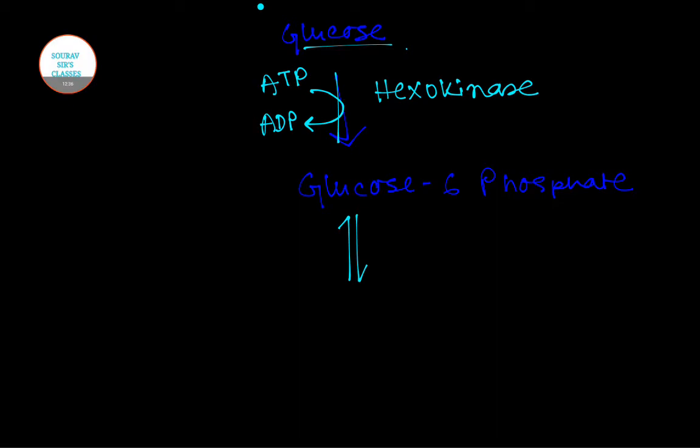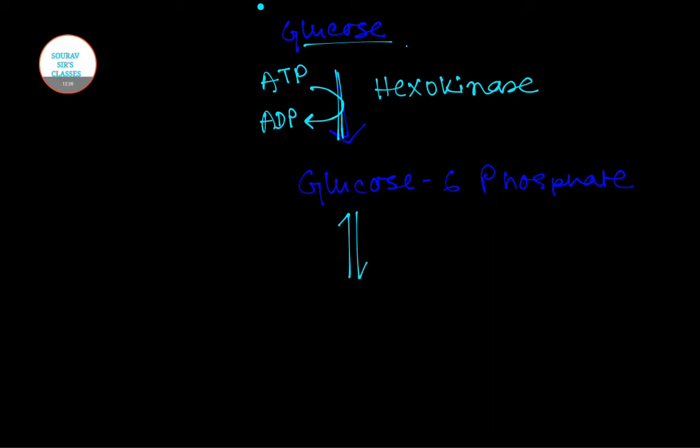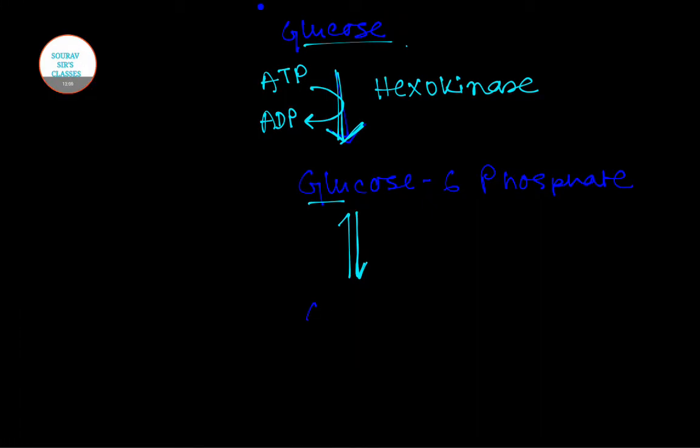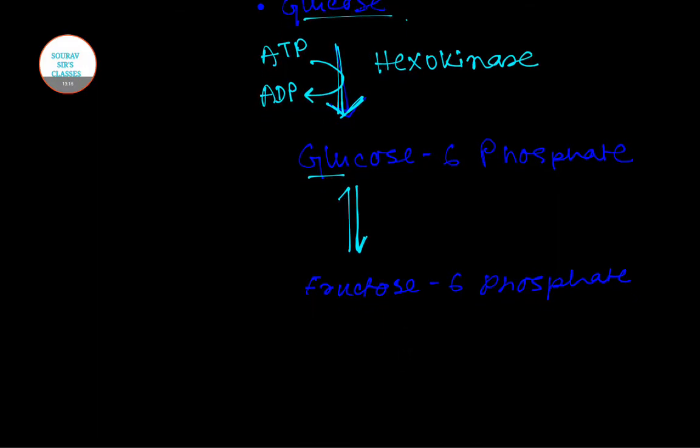This is the one-way reaction, that is why this is the single arrow, and this is the isomerization reaction, meaning the glucose 6-phosphate is the isomer of another molecule called fructose 6-phosphate, that is the ketose form. And the glucose 6-phosphate is the aldose form of a molecule. This is the aldose form and this is the ketose form.